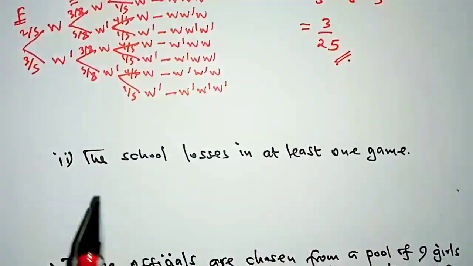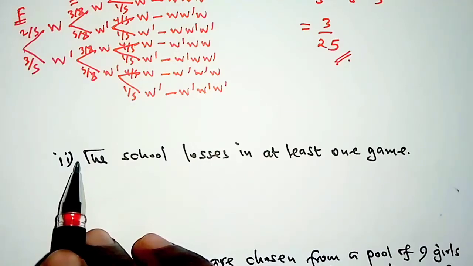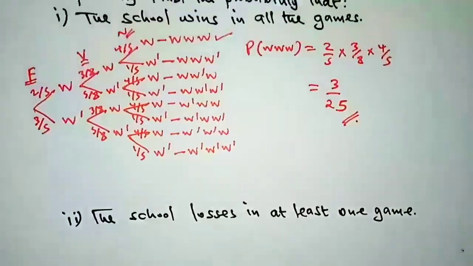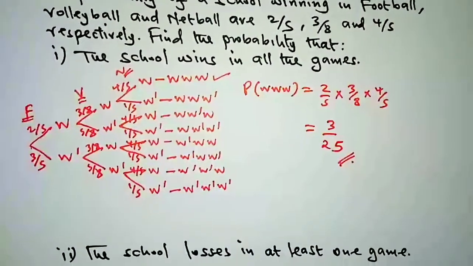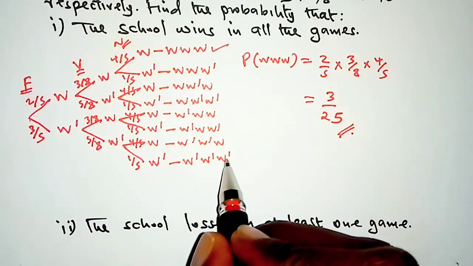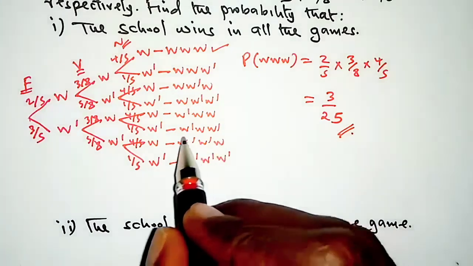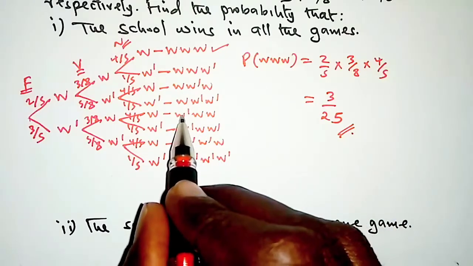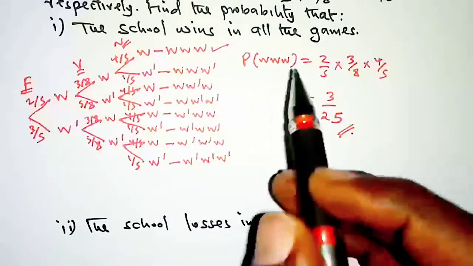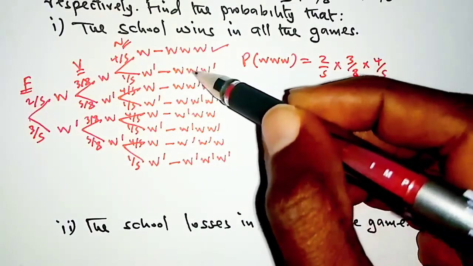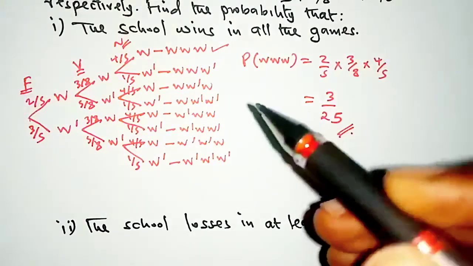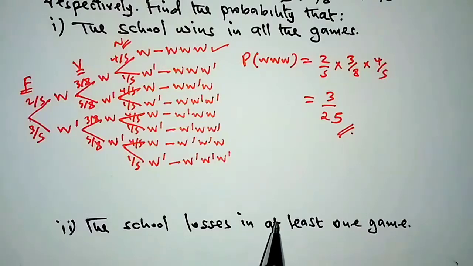Then for Roman 2, we need to find the probability that the school loses in at least 1 game. So at least 1 game, that means 1 or more games. So we have here the school losing in all the games, here 2 games, 2 games, only 1 game, 2 games here, 1 game, 1 game. And that means we are supposed to get the probabilities of all these and add them up to get the probability of the school losing in at least 1 game.